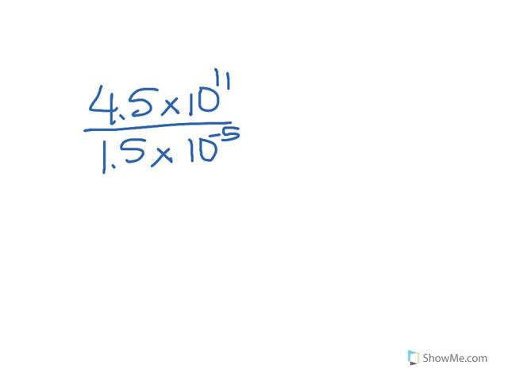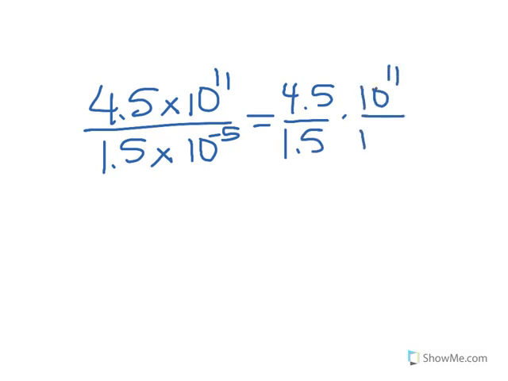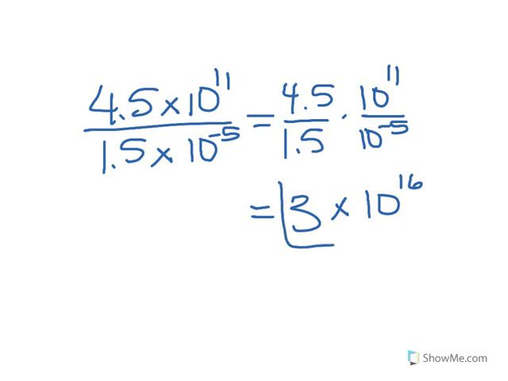One more time, just to make sure we've got it. First, rewrite this as two quotients being multiplied together. 4.5 divided by 1.5 times 10 to the 11th divided by 10 to the negative 5. Now 4.5 divided by 1.5 is 3. And 10 to the 11th divided by 10 to the negative 5 requires us to subtract the exponents. 11 minus negative 5 is just like taking 11 plus 5, so that's 3 times 10 to the 16th.